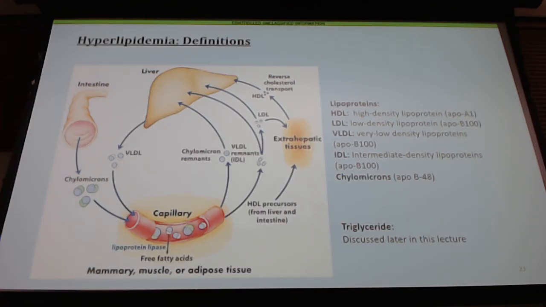HDL is your high density lipoprotein. This is what we call our good cholesterol. LDL is our low density lipoprotein. This is our bad cholesterol. And then we also talk about triglycerides a lot. I usually explain these to my patients as the building blocks for your bad cholesterol. They seem to understand why it might be bad to have high levels of that.